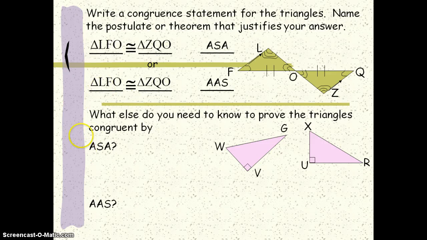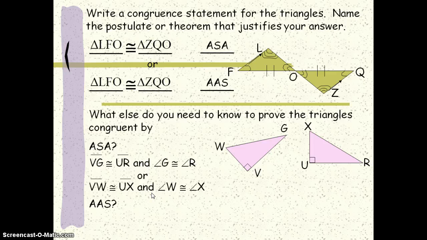What else do you need to know to prove the triangles are congruent by angle, side, angle? Well, right now, we only have an angle. So that means we need another side and angle to be congruent. So we could either say that VW is congruent to UX, and then say that W is congruent to X. Or you could say that VG is congruent to UR, and that G is congruent to R. This is asking us what else we need to know. Well, we need another side and angle that are congruent. So like I said, we could say that VG is congruent to UR and G is congruent to R. Or we can say that VW is congruent to UX and that W is congruent to X.